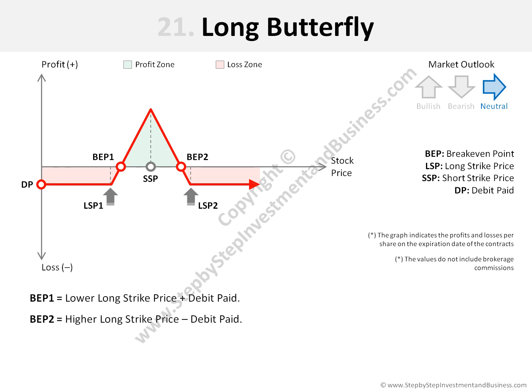Break-even point 1 is equal to the strike price of the lower wing plus the debit paid. On the other hand, break-even point 2 is equal to the strike price of the higher wing minus the debit paid. The break-even points define the profit and loss zones.